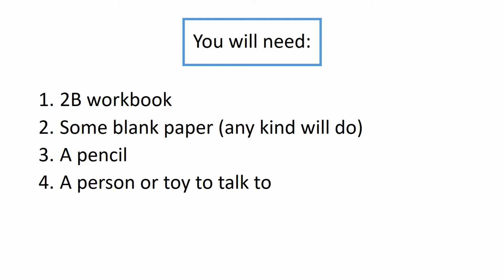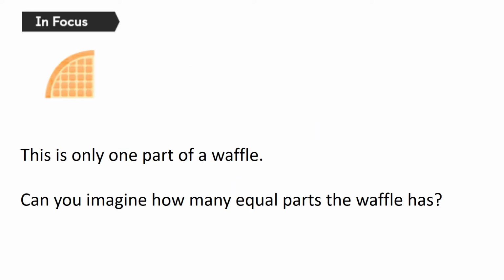So today you're going to need your 2B workbook again, some paper, a pencil and your partner. Right, let's have a look at our in focus.